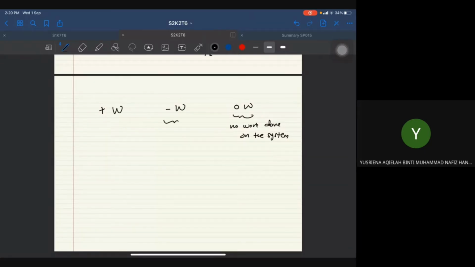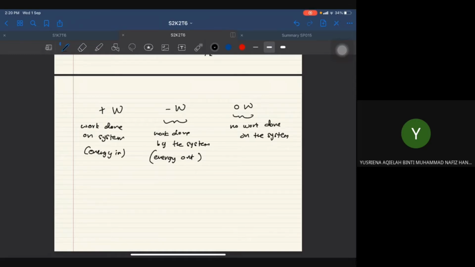Okay, this one, work done, energy out of the system, work done by the system, energy out. Okay, this one, work done on the system, energy in. So now you can see that work and energy is actually relatable.